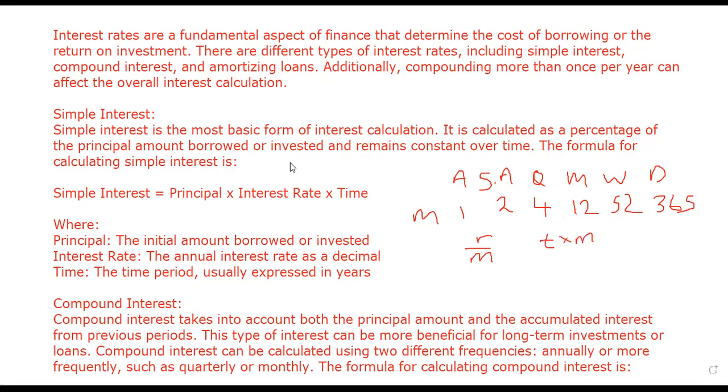Compound interest, on the other hand, takes what we call a geometric progression, where the principal amount plus the interest accumulated from the previous period is calculated. So we want to calculate the interest rate based on the accumulated value. So we're going to look at a few examples. Any questions so far?